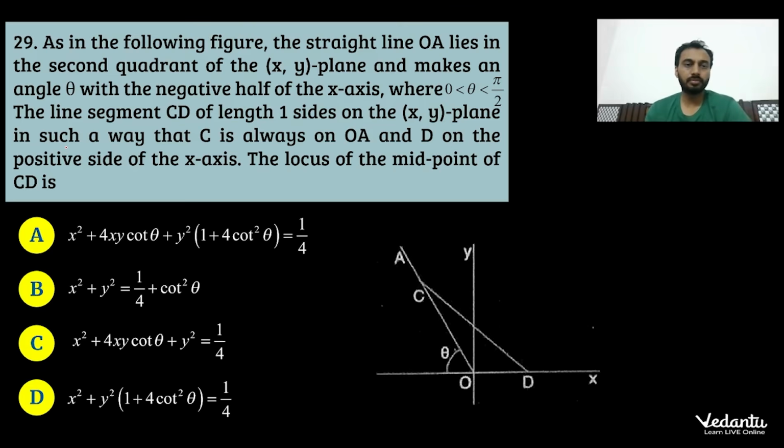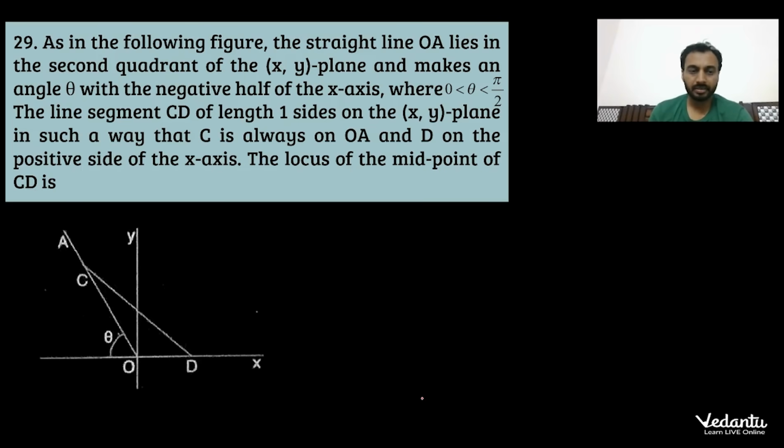Now let's see question number 29. In this one we have to find the locus of the midpoint of a line CD having length 1. So the CD length is given as 1, and we have to find the locus of the midpoint, and this angle is given as theta. So let's try to find the locus from the given condition. CD is 1. If I say this angle is alpha, and I have drawn a perpendicular from here, let's say this is point M.